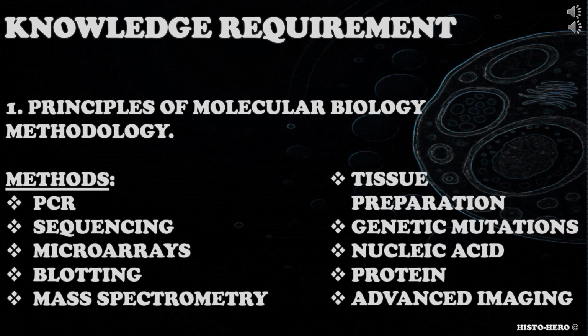Let's have a look at the first knowledge requirement, which is for you to know the principles of molecular biology methodology. What molecular techniques can be used to assess histological tissue? How do those methods work? Consider molecular methods like PCR, sequencing, microarrays, blotting, mass spectrometry, tissue preparation, detection of genetic mutations, nucleic acids and proteins, advanced imaging. Also consider principles of methods stated in indicative repertoire and methods used in your laboratory.